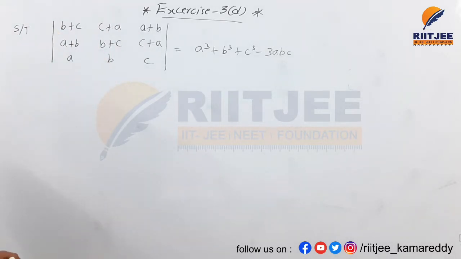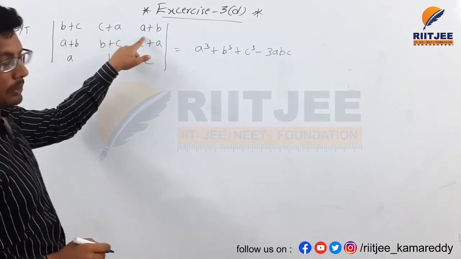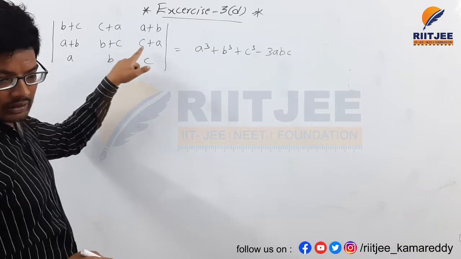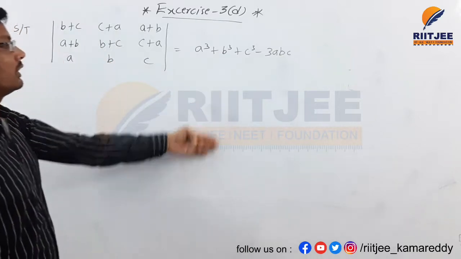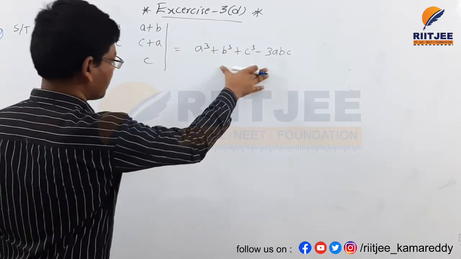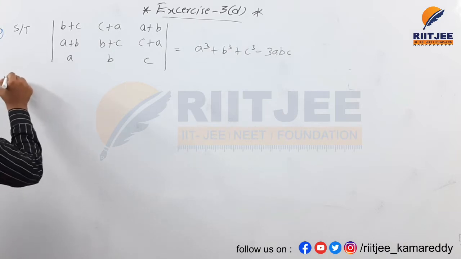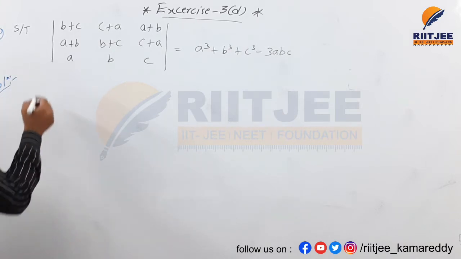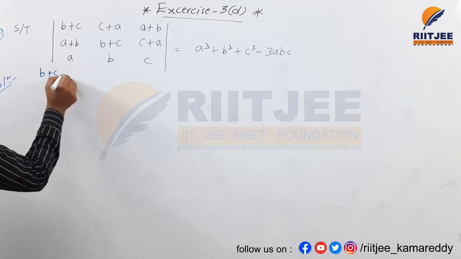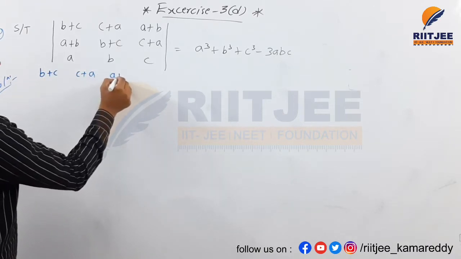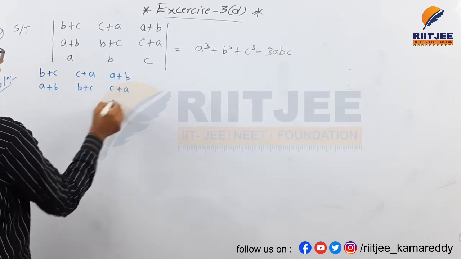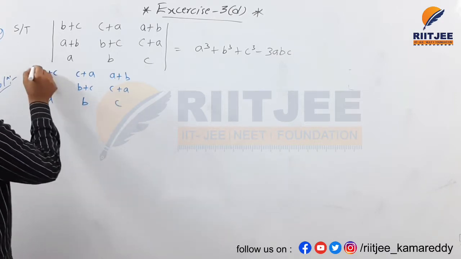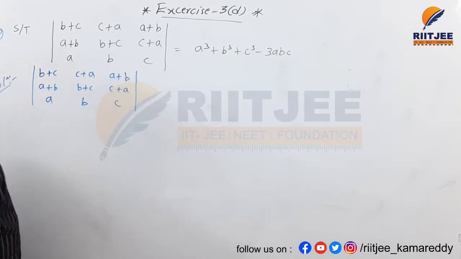Here it is asking to find the second question, that is the determinant of B plus C, C plus A, A plus B; A plus B, B plus C, C plus A; A, B, C is equal to A cube plus B cube plus C cube minus 3ABC. We need to show this expression for this determinant, and the solution is: B plus C, C plus A, A plus B; A plus B, B plus C, C plus A; A, B, C. So it is a 3 by 3 determinant here.